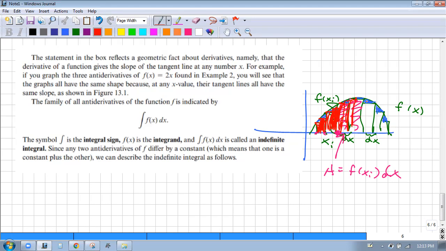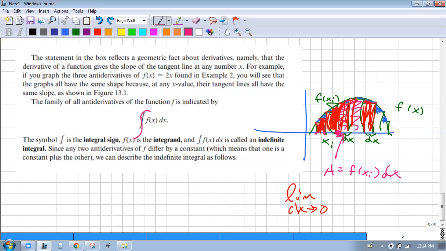So there we go. I get rid of the error if I make my rectangle skinnier, right? So all we do is take the limit of the width of the rectangle, let it get infinitely small. So what we are doing is we are summing up the areas of all these rectangles. So what we end up with is an infinite number of rectangles that are infinitely skinny. Does that make sense?